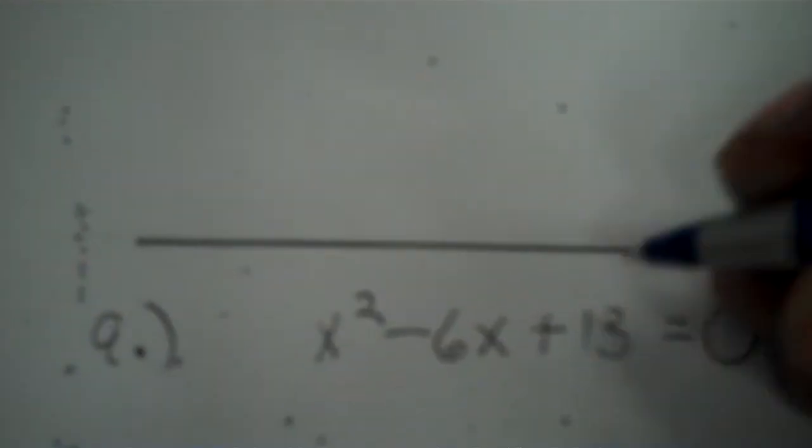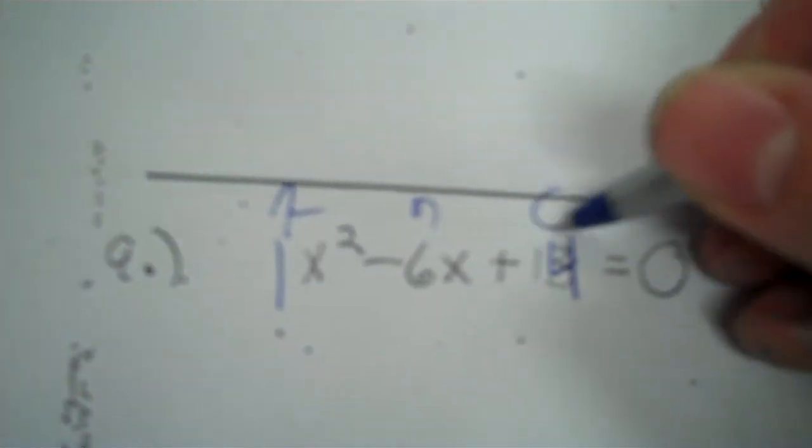Okay, number 9, x squared minus 6x plus 13 equals 0. Okay, a couple things here. What I want to do is make that a 14, please. Instead of a 13, okay? So, 2 answers, that's A, B, C. So the discriminant. B is negative 6, and then A is 1, C is 14.